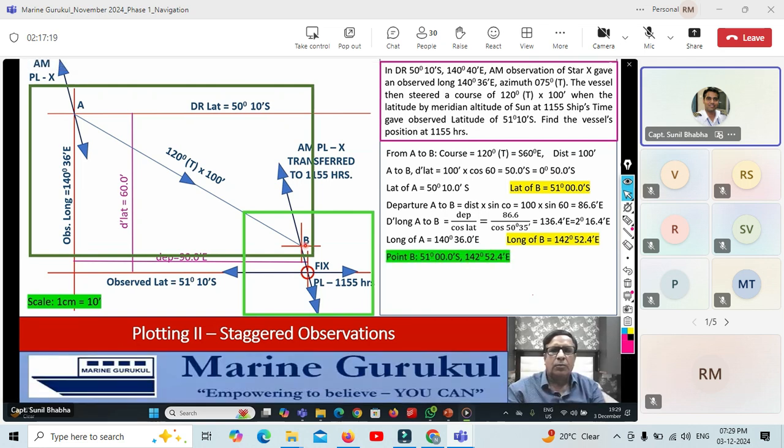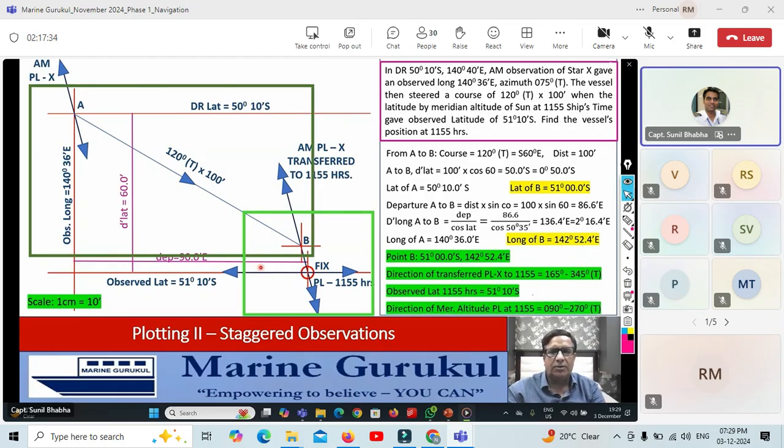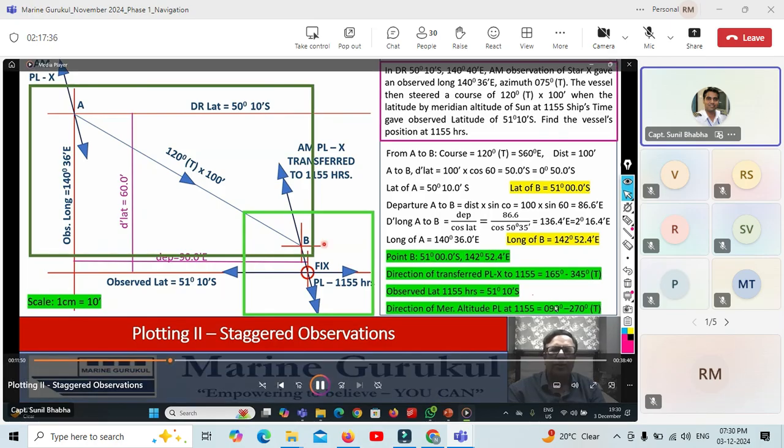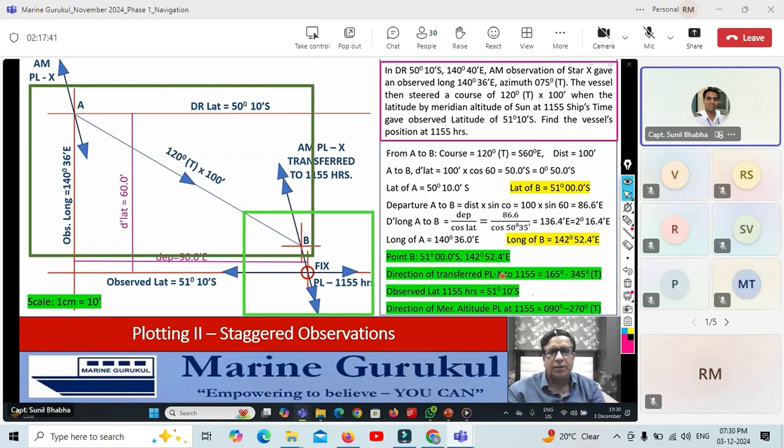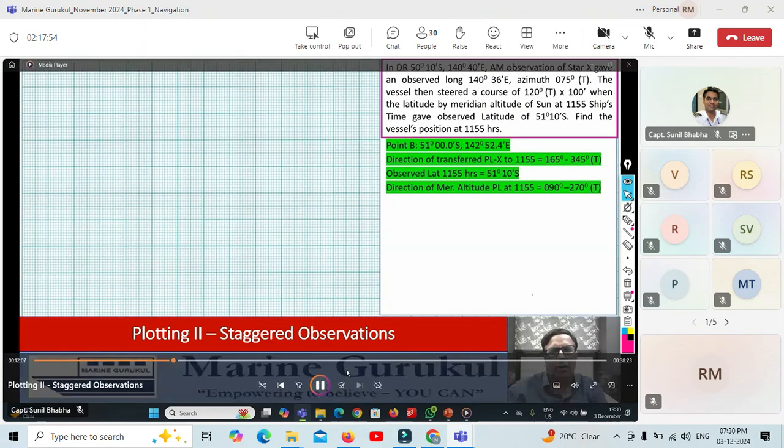So now point B coordinates are known. We know the direction of the transferred PL, that has to be same as the morning PL, that is 165 to 345 degrees true. We know the second PL has to coincide with this parallel of latitude because its direction is east-west. So now we have two PLs, one drawn through this point B with the direction being 165 degrees to 345, and the second one being drawn by latitude by meridian altitude method, direction being east-west.